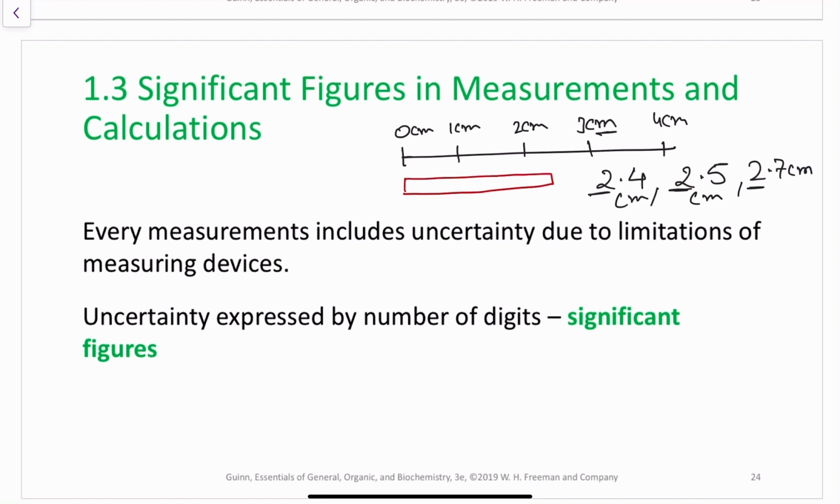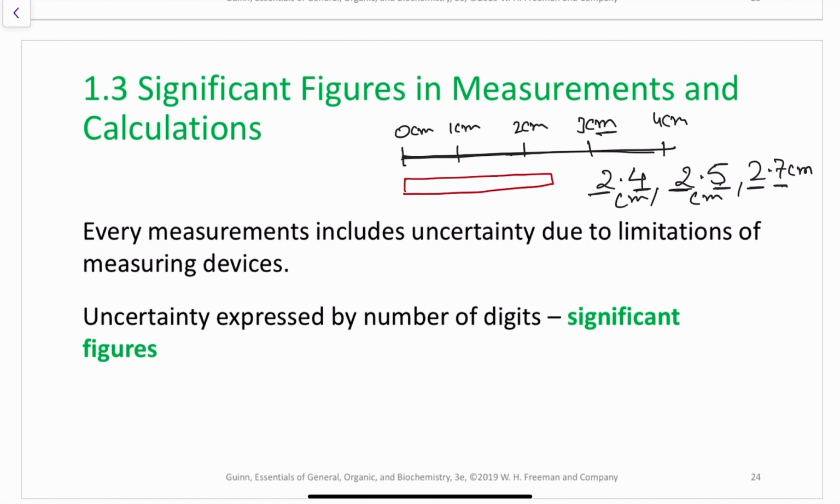And by looking through a different person's eye, every person can see it differently. So that's why we normally see different numbers, and this is an uncertainty in the number. Somebody will say 2.4, 2.5, 2.7. So these 4, 5 and 7 are uncertain numbers. We are not sure, because this scale that we drew on the top is not precise.